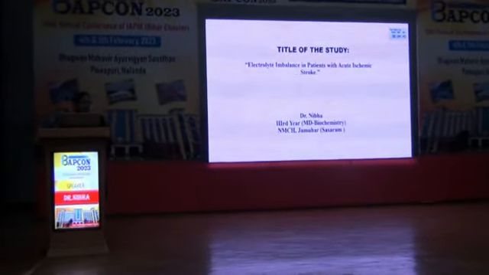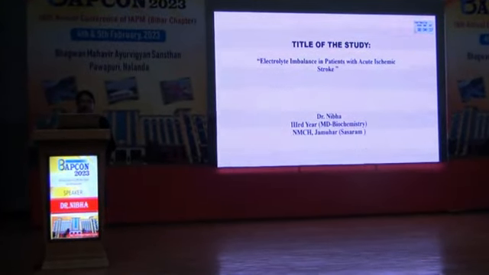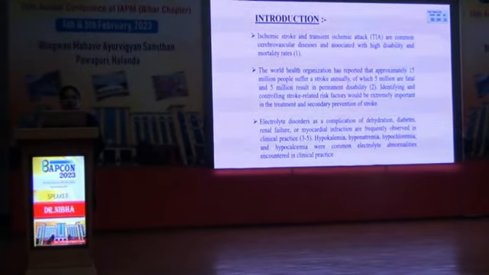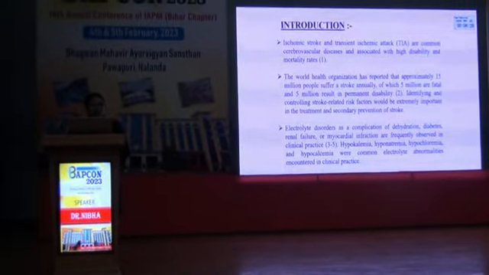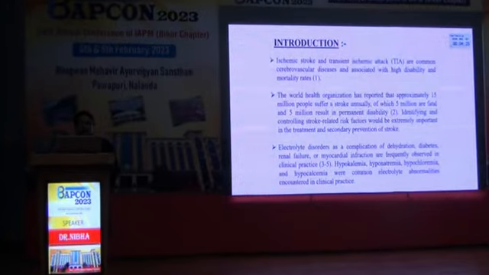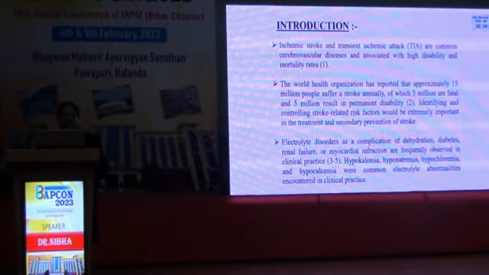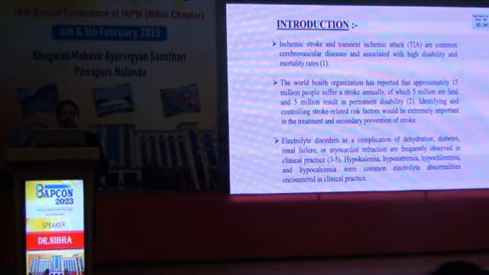I'm going to present electrolyte imbalance in patients with acute ischemic stroke. Ischemic stroke and transient ischemic attack are common cerebrovascular diseases associated with high disability and mortality rate. The World Health Organization has reported that approximately 15 million people suffer a stroke annually, of which 5 million are fatal and 5 million result in permanent disability.